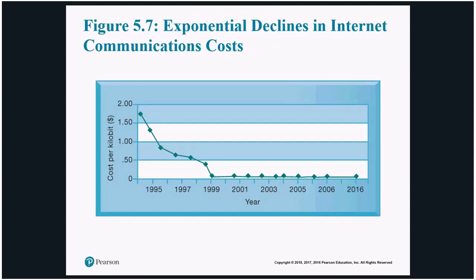And the slides depicting the cost of internet. So the cost of kilobit internet back in 1990 or so was almost $2, and now it's almost free for that size.